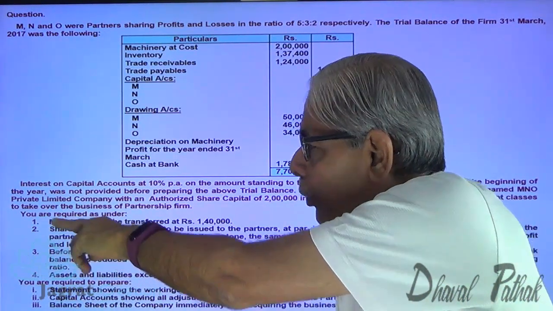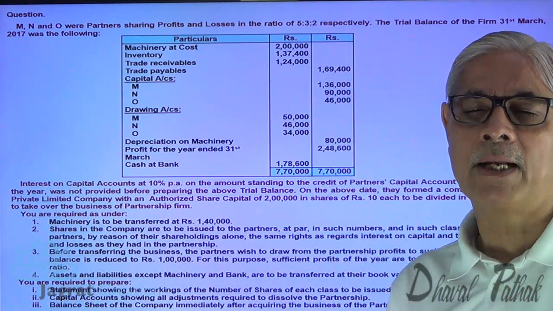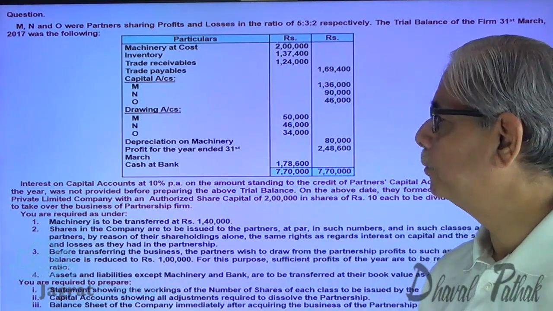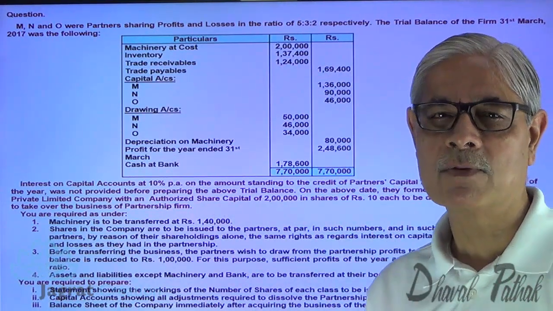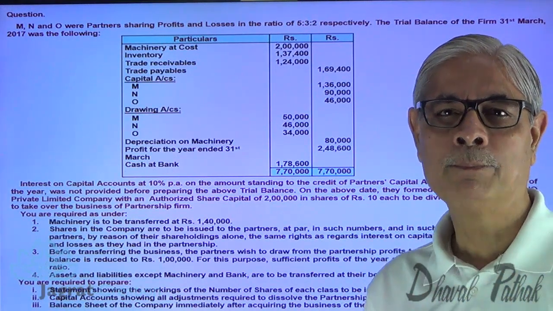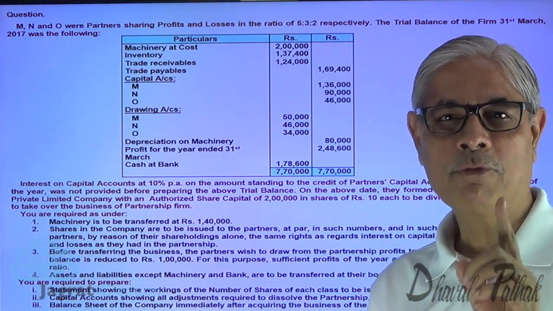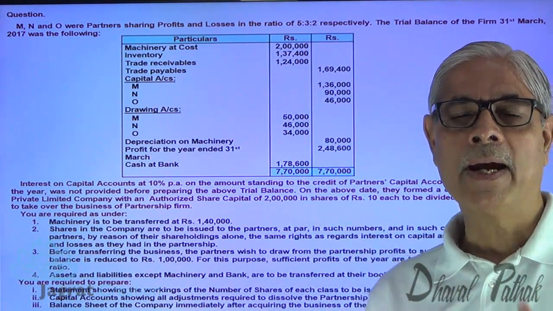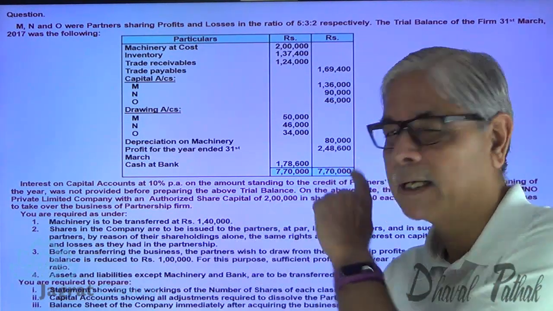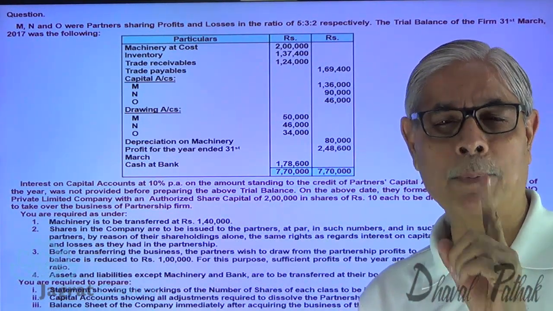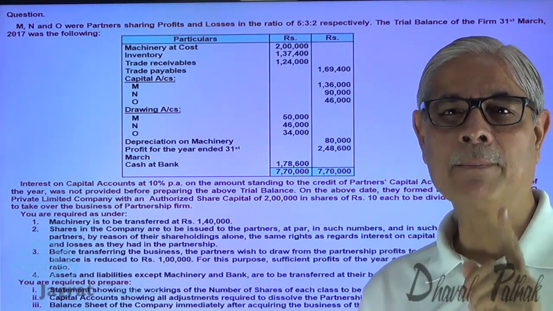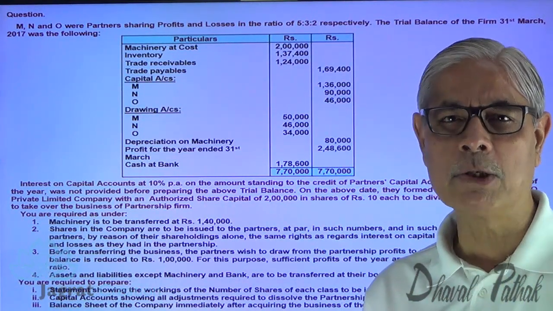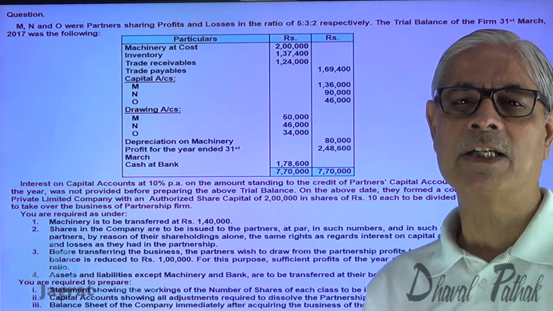Now, you are required as a machinery is to be transferred at 1,40,000. Now see, machinery book value 2 lakhs. Depreciation on machinery is 80,000. So 2 lakhs minus 80,000, book value of machinery is 1 lakh 20,000, and this machinery has been transferred at a price of 1 lakh 40,000. So there is a profit that occurs at the time of conversion of a partnership firm is 20,000, and this profit will be distributed amongst partner in the ratio of profit sharing ratio.